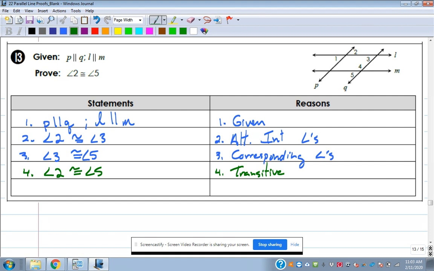All right, look at 14 and 15. See if y'all can figure those out. See if you can do 14 and 15.